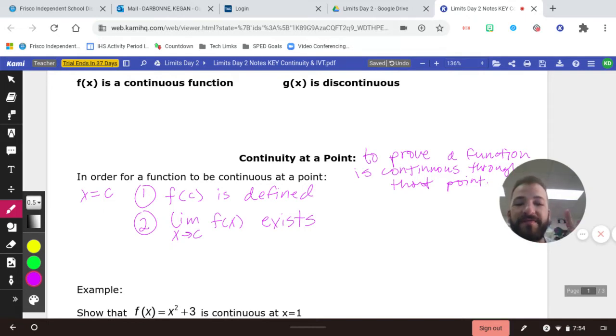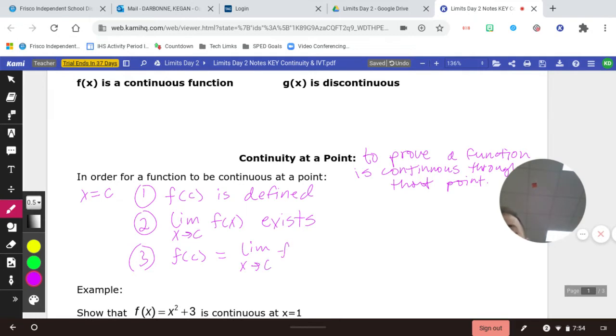So our point is defined, our limit exists, and the third thing is that we have to show that whatever value f of c is defined as is equal to the value we find for our limit. So if the point is defined, the limit exists, and the point and the limit are the exact same number, then that makes a function continuous at that point. Okay, so let's look at an example.